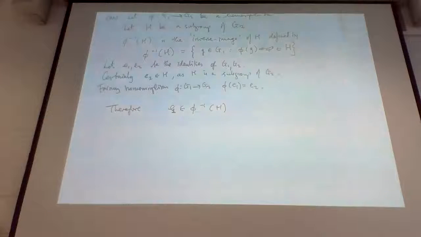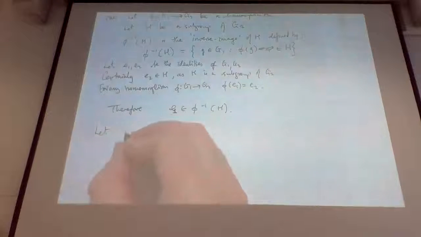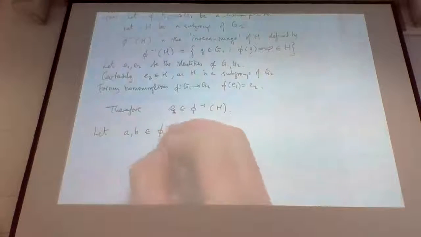So the identity is there, so now we need to show closure. There's the identity, closure, inverses, which you have to prove for a subgroup. So now I let, I had A and B in G1 before. So let A and B be in phi inverse of H.